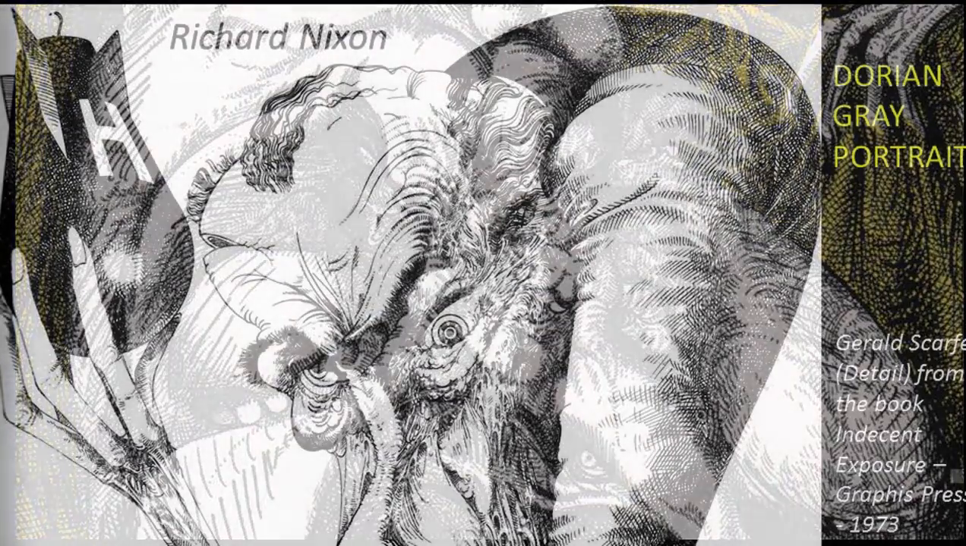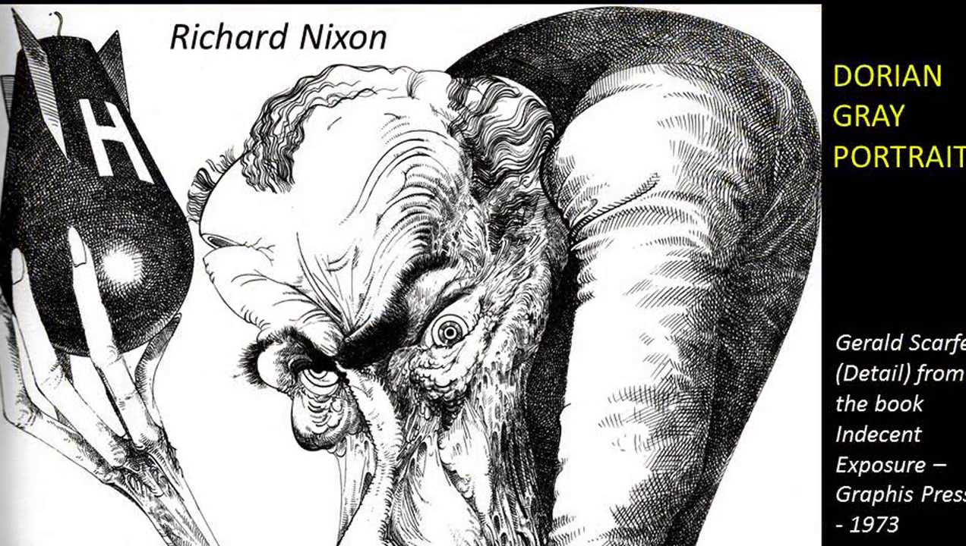And then we go on to the Dorian Gray portrait, and here's a picture of Richard Nixon. When Gerald Scarfe was in England, during the Vietnam War, he saw a lot of violence, and he saw a lot of people in hospital with burns. So he got obsessed in his work with burns. And here Richard Nixon has an H-bomb with a fuse. And he says, "I'll take you with me if you try and kick me out," which, we know, he got kicked out.